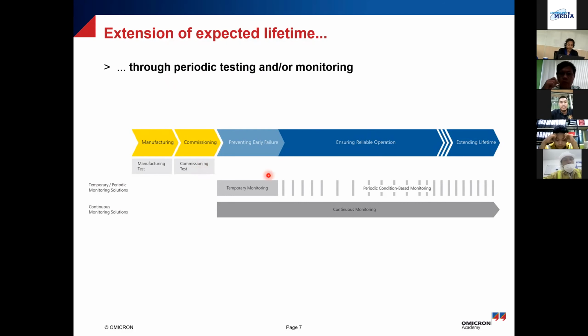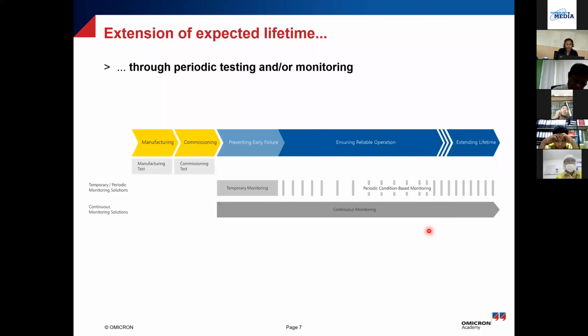And then in the service life, you can go for these two plans, so to say, and which one to choose depends on what is the criticality of the machine. So let's say this machine is really critical, then you can go for continuous monitoring. Not everything can be monitored continuously. You have temperature monitoring, you have vibration monitoring, you have partial discharge monitoring.